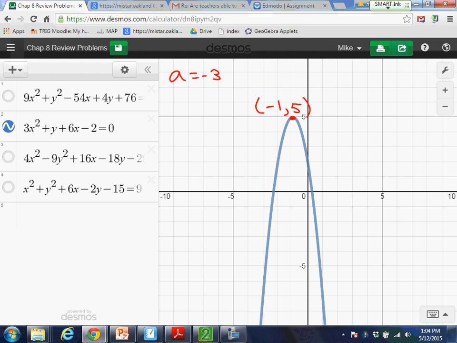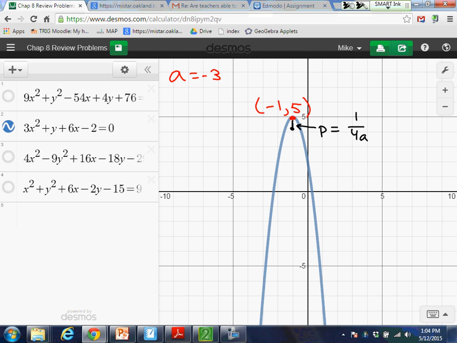And the reason I want to know that is because, again, from the vertex, there's going to be a focus in here somewhere. I just don't know where. But I know that little distance from there to there is what we call P. And I know that P is 1 over 4A.